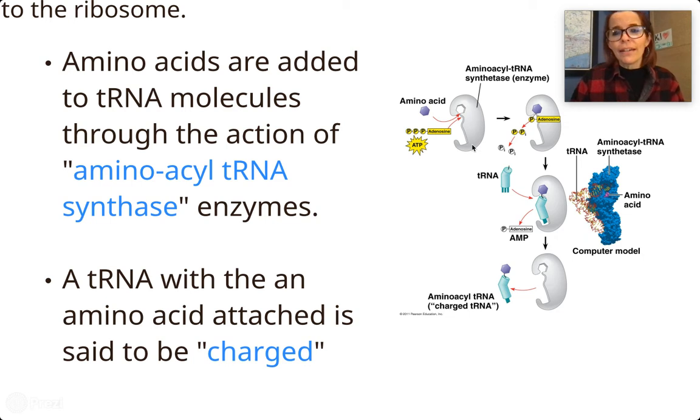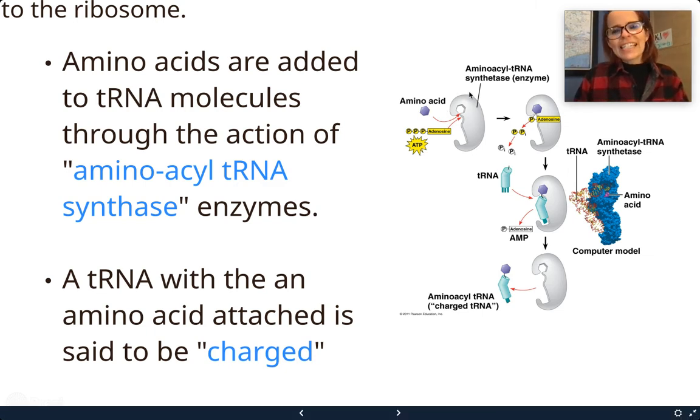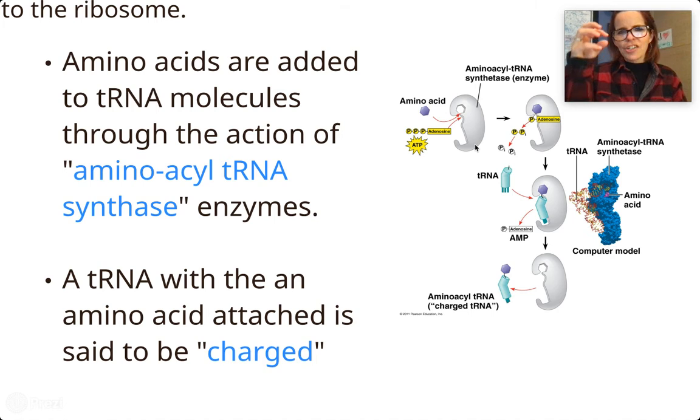There's 20 of them because there are 20 amino acids that your body is using to make your proteins. So just like there are 26 letters of the alphabet, and we use those letters to make our words, there are 20 amino acids, and this should be a review from your biochemistry unit. There are 20 amino acids that we put together to make our proteins. So there are 20 enzymes that attach the amino acid to the truck.